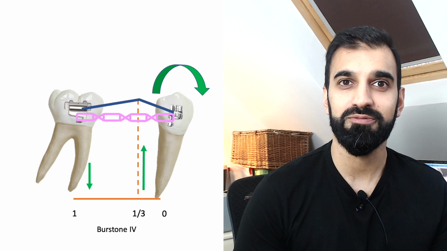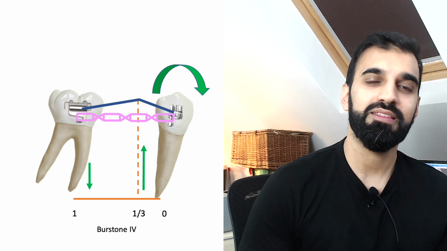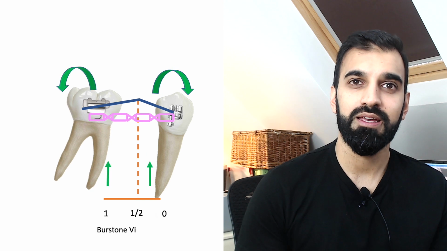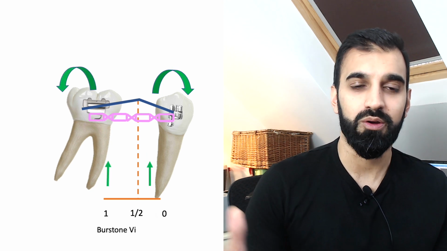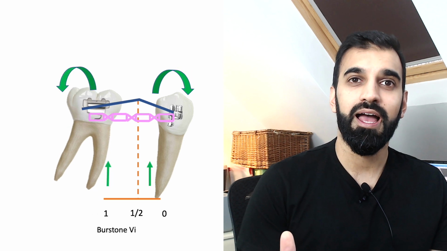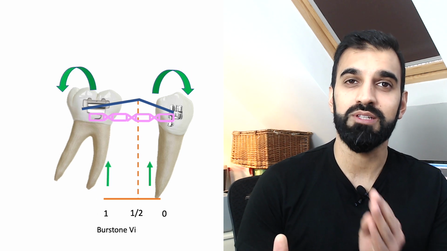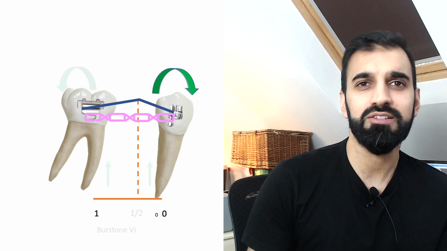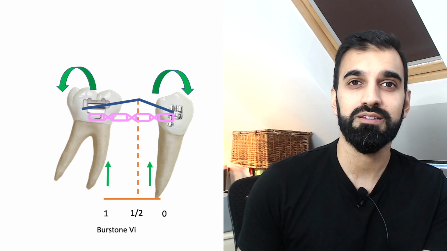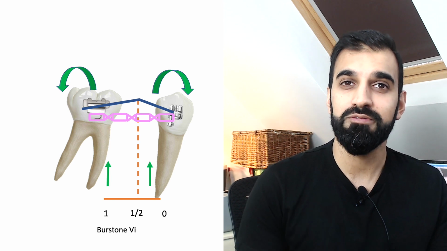a small distal vector. And the great thing about the Burstone geometries is that as space closure takes place, it also changes the forces. So space closure is occurring through our power chain or Nitinol closing coil, and now the 6 is moving closer towards that bend. This changes the scenario from a Burstone 4 geometry to a Burstone 6. This is where we have equal and opposite forces.